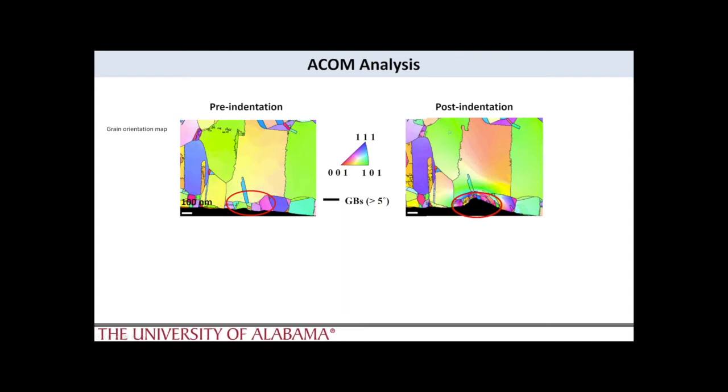We can also even identify the texture change within the grain, which is actually quite interesting, because if you look here, this grain has a yellowish tint to it, and then after indentation, this grain is going from green, which is predominantly a 100 texture, to yellow, which is 102, and then to this orange texture, which is 103.